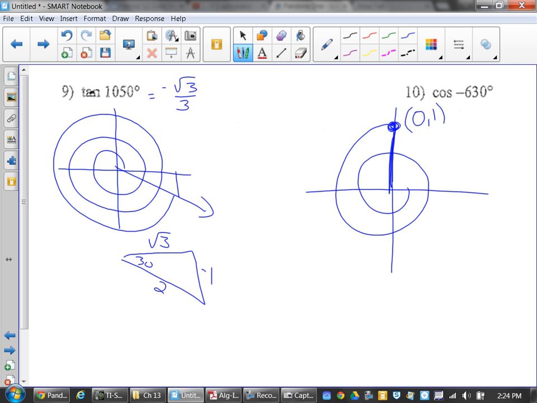Whenever you're on a quadrangle, your R value is always going to be equal to what? 1. The pure definition of cosine from back in 13.2 is your cosine value was x over r. So the cosine is x over r, which is 0 over 1, which is what? 0.